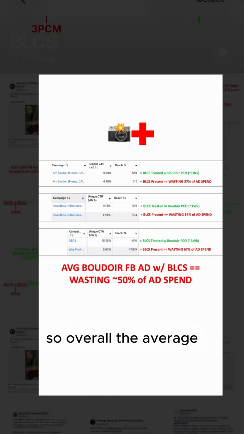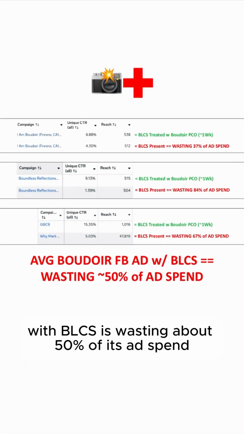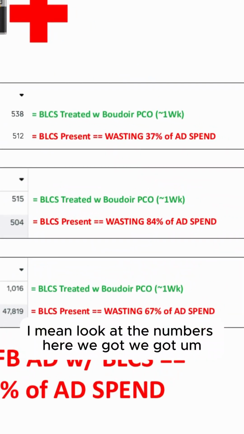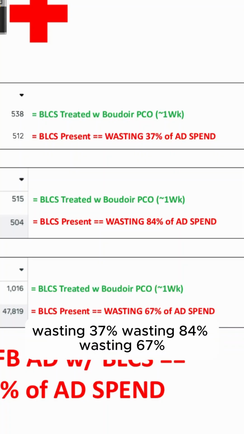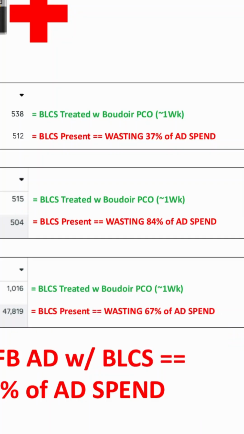So overall, the average Boudoir Facebook ad with BLCS is wasting about 50% of its ad spend. I mean, look at the numbers here. We got wasting 37%, wasting 84%, wasting 67%. Take the average of those numbers, it's probably somewhere between 50 to 60%.